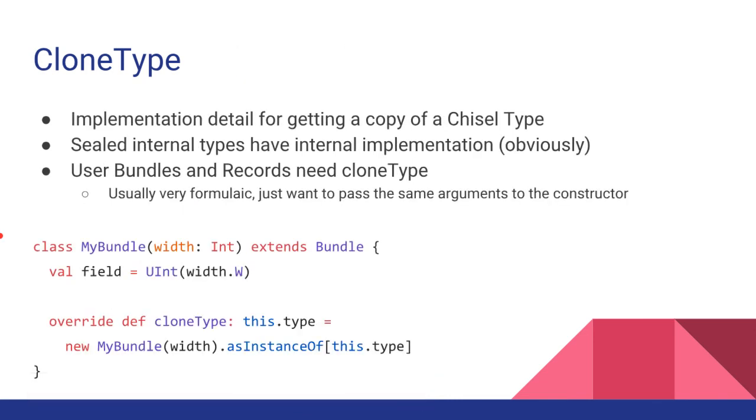Like I said, cloneType is this implementation detail for how we get a fresh copy of something. For everything internal, we obviously have an implementation of it. Like UInt has an implementation. Nobody has to ever worry about that. But for user bundles and records, where you created your own custom data, we have to have an ability to clone it. Normally, this is very formulaic. If I have class MyBundle, for those of you who've been with Chisel for a long time, like Chisel 2 and early Chisel 3 before autoclonetype, this is what your bundle had to look like. You wrote class MyBundle, and you had some width, because I want to parameterize my bundle by the width. That's a really common thing. And I have my field, and it's a UInt of that width.